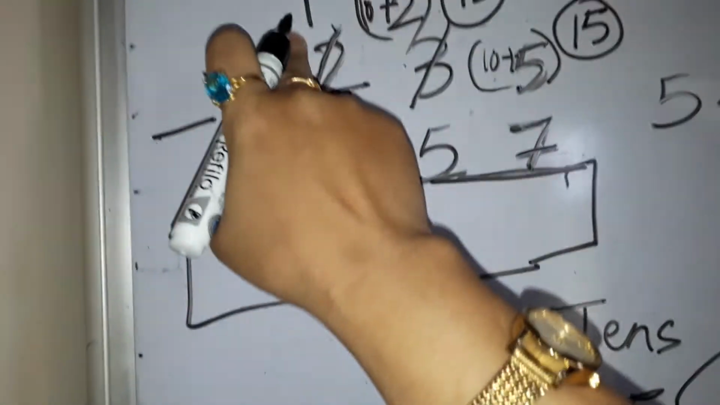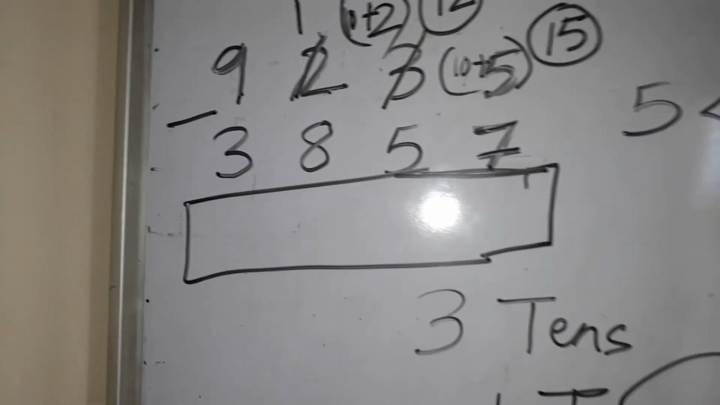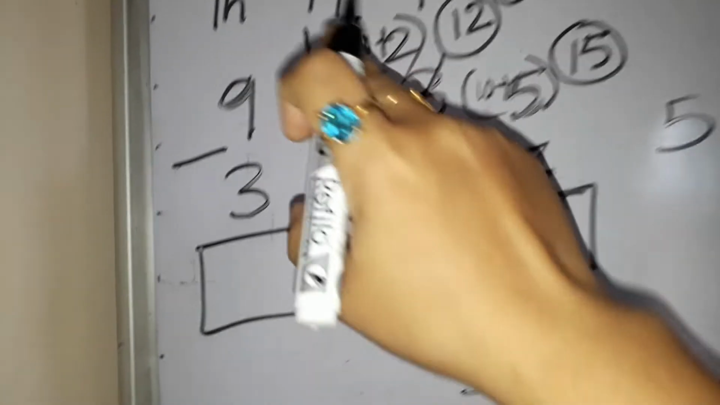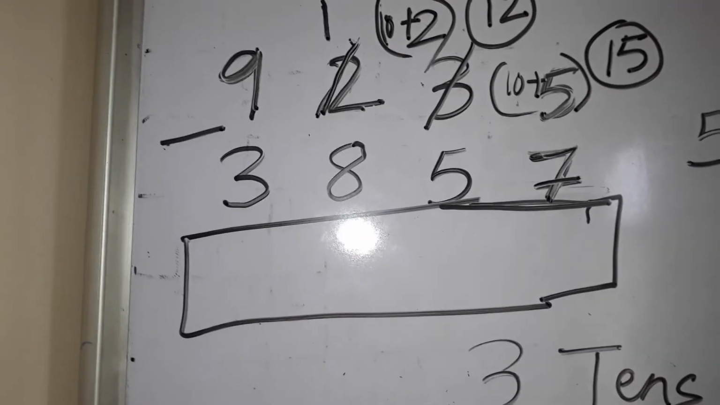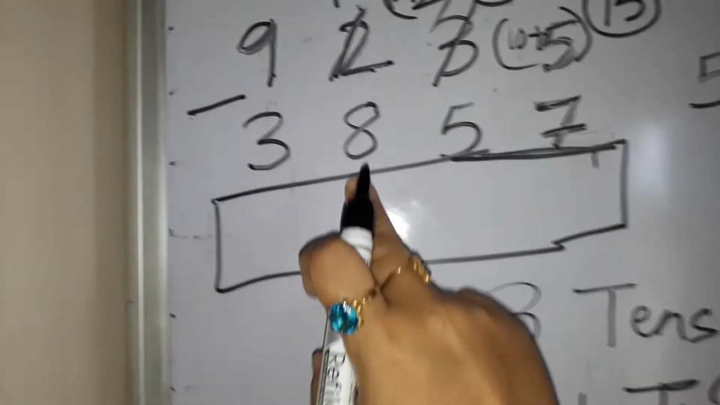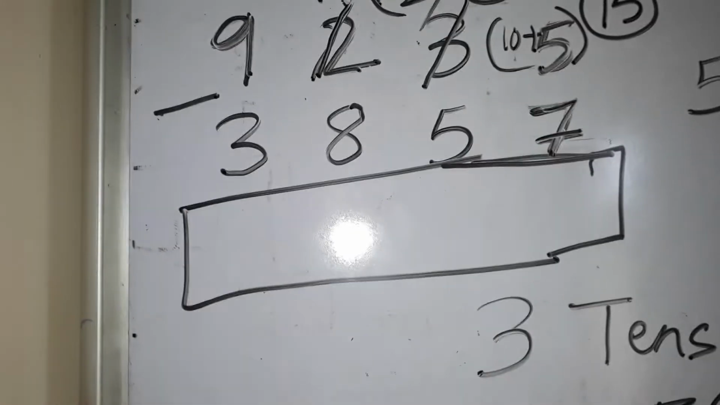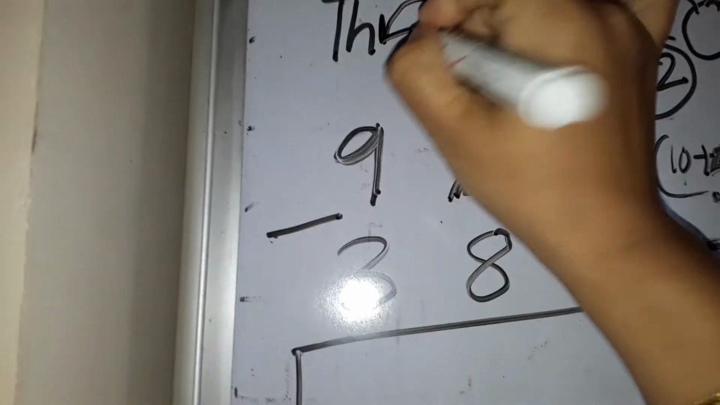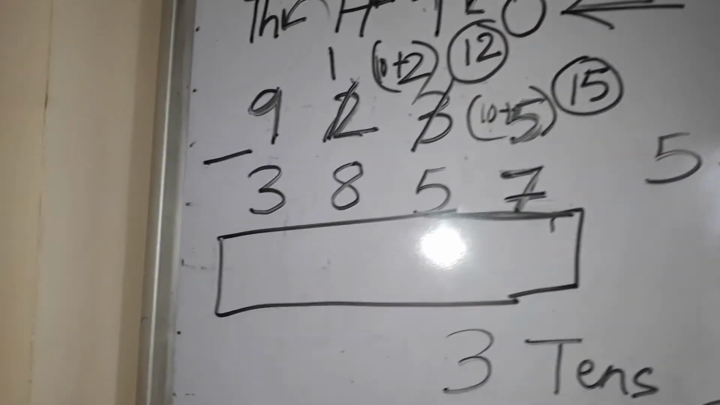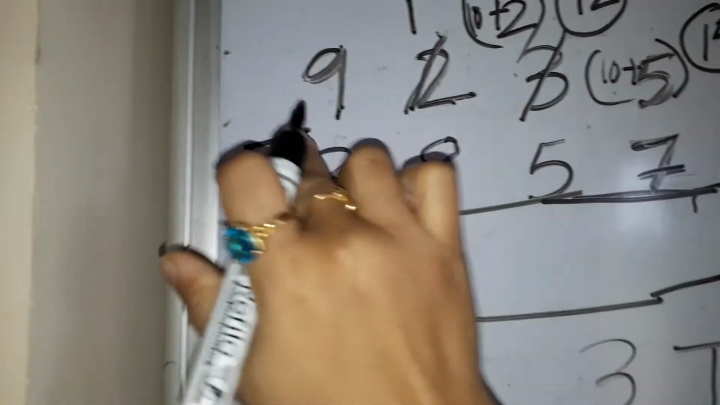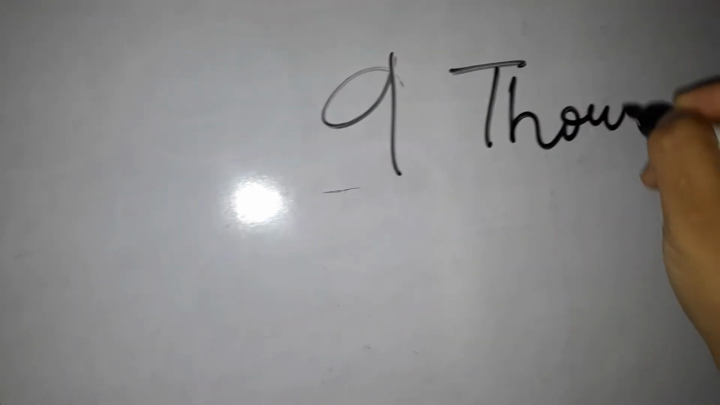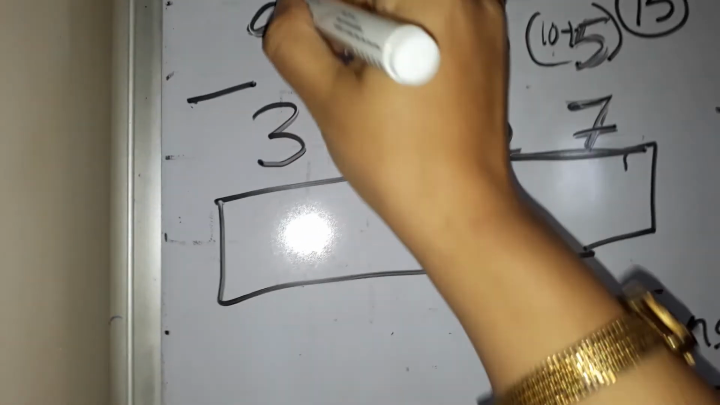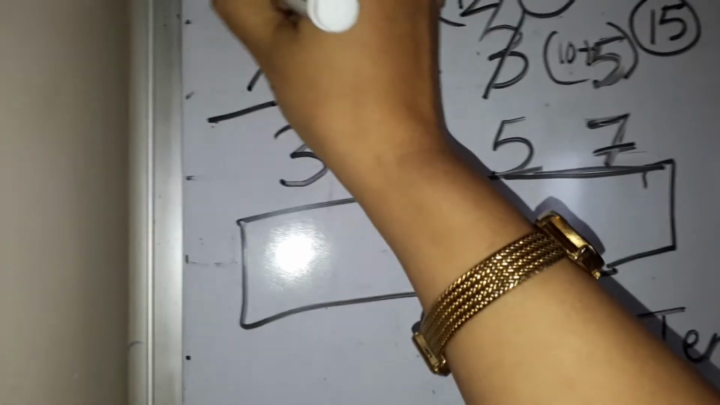Again, the upper digit is 1 and the lower digit is 8. It is practically impossible. We cannot subtract 8 from 1, because always a smaller number is subtracted from a bigger number. Here the bigger number is down, the smaller number is up. So again what we have to do? We have to borrow. We will borrow from the neighboring thousands place. We will borrow 1000 from here. There are 9 thousands. From these 9 thousands, I am going to take away 1000. So we will be left with 8 thousands.